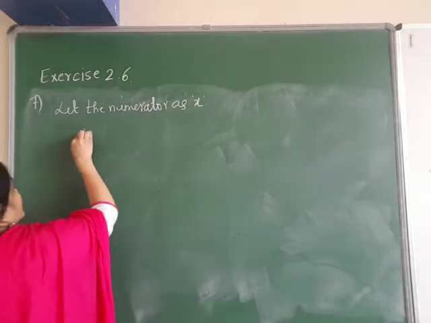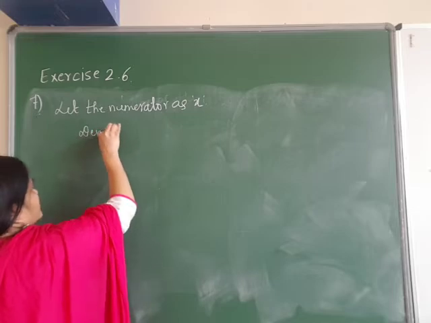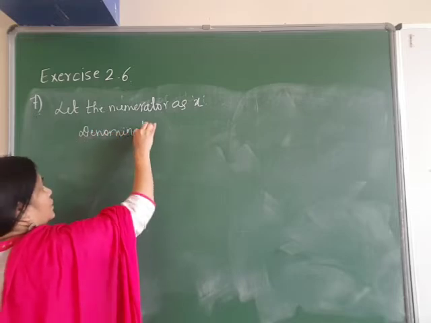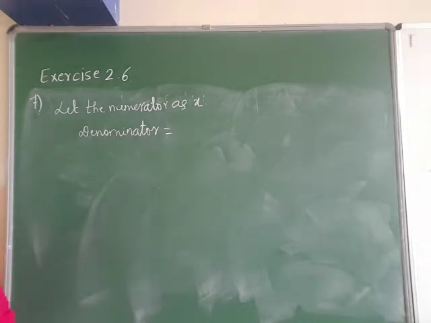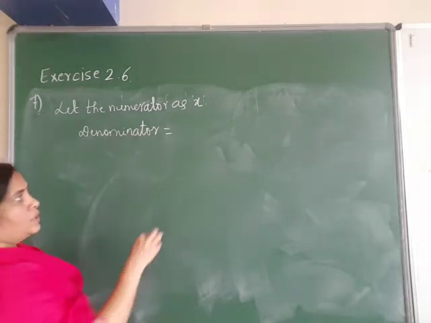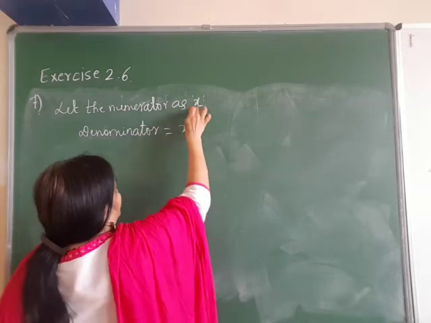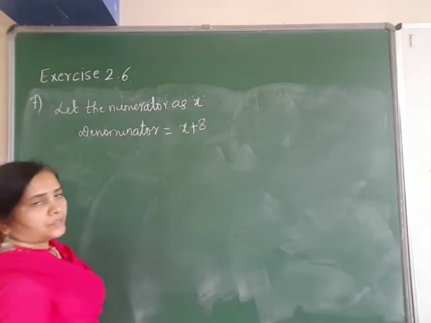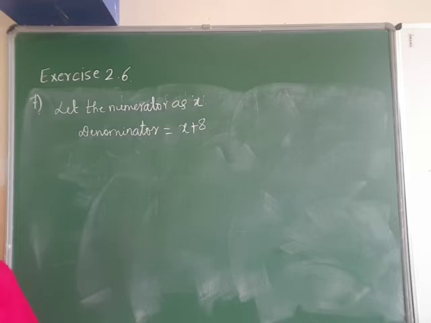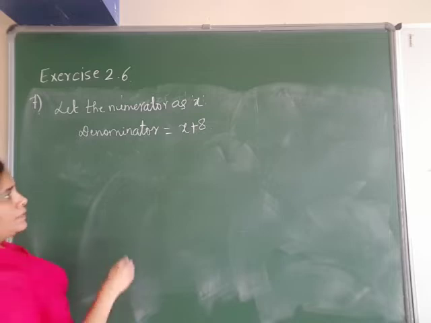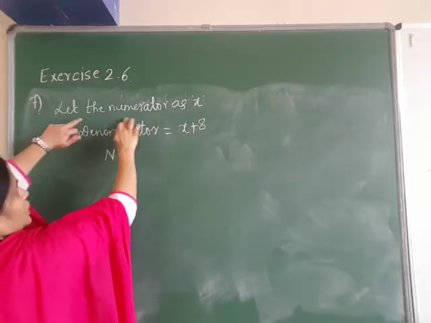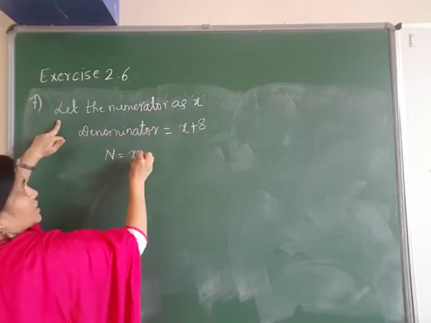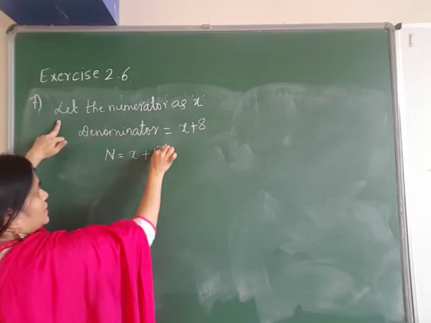Next, the denominator is equal to what? As per the given, the denominator is more than the numerator by 8. So that is numerator plus 8. It is more than the numerator by 8. If the numerator is increased by 17, I consider the numerator as n. Numerator is equal to x plus 17.